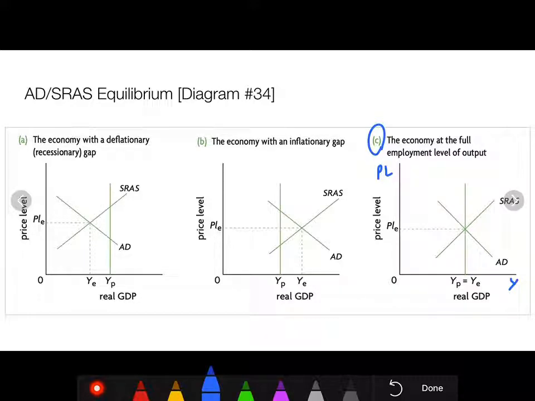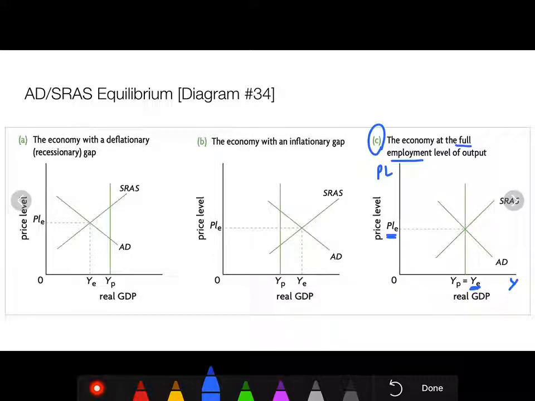Let's assume the economy is at full employment. That means not that they're using all of their resources, but they're using all their resources at the most allocatively efficient level. That's going to give us a price level equilibrium and an output equilibrium.